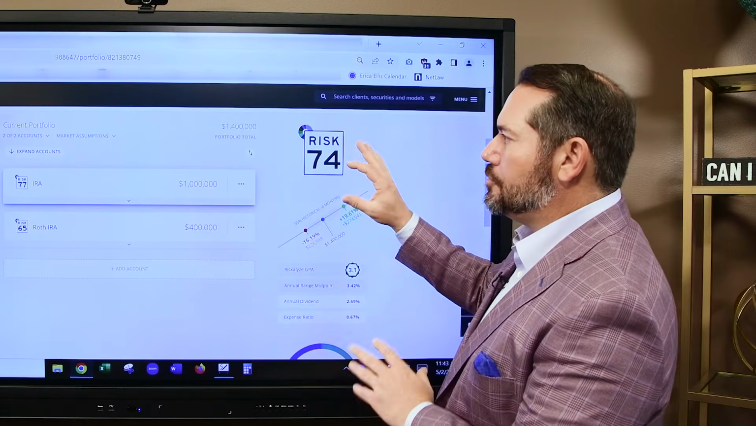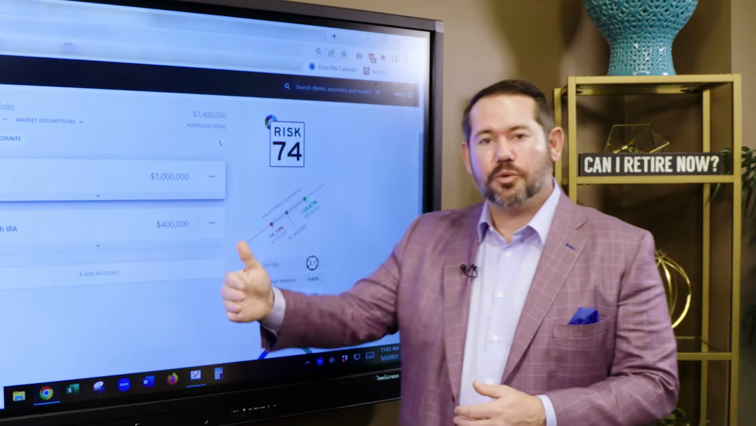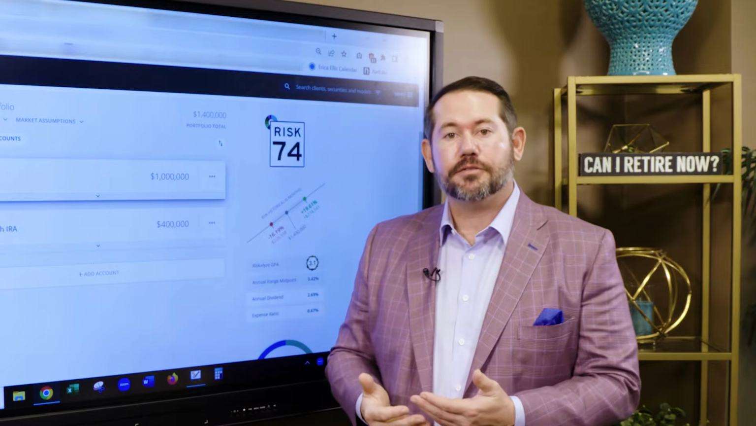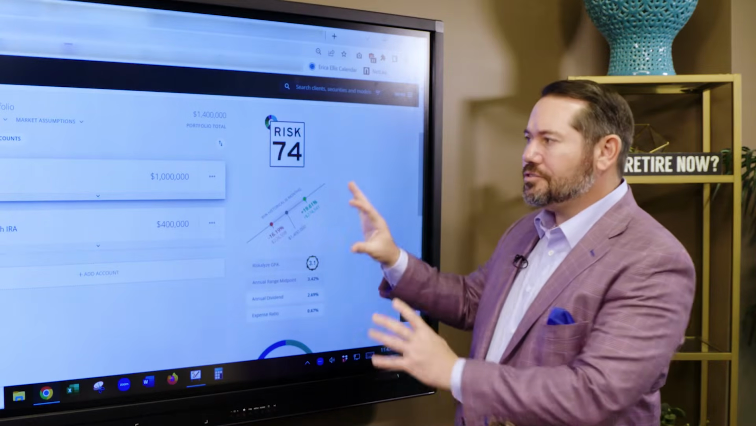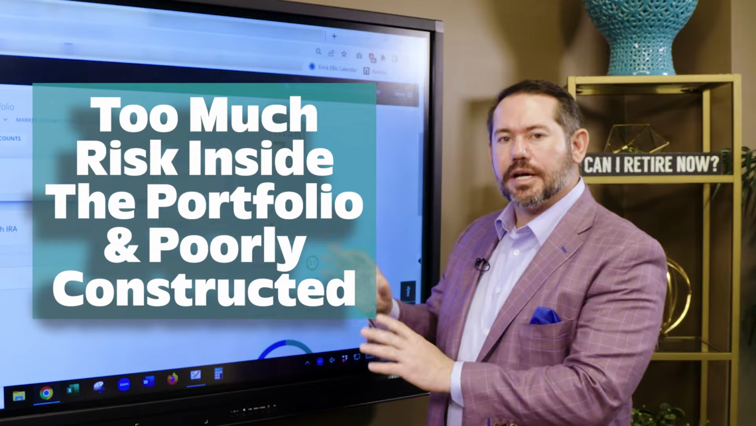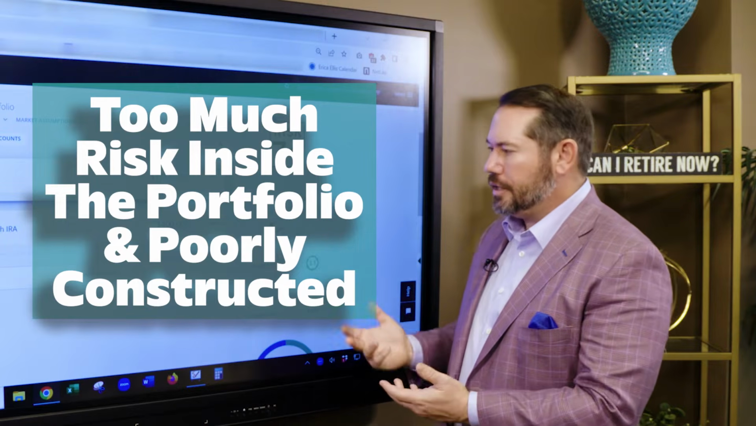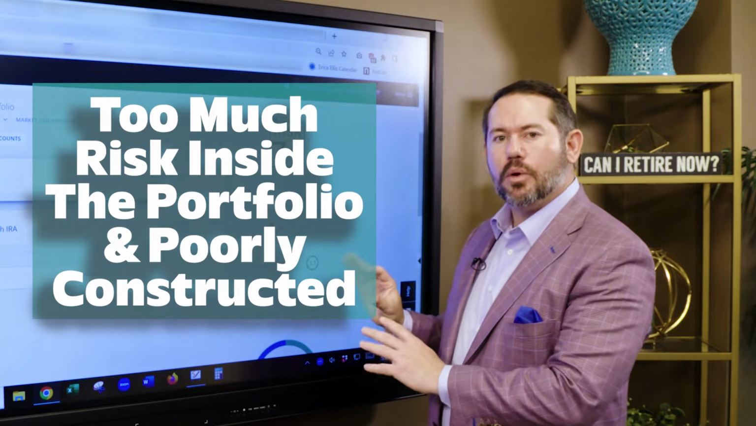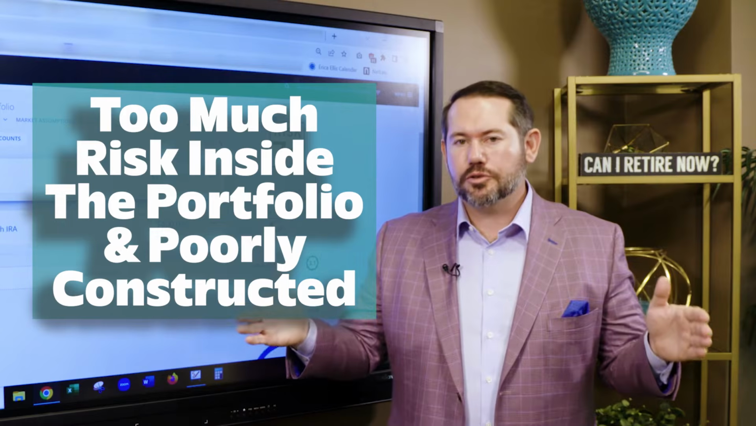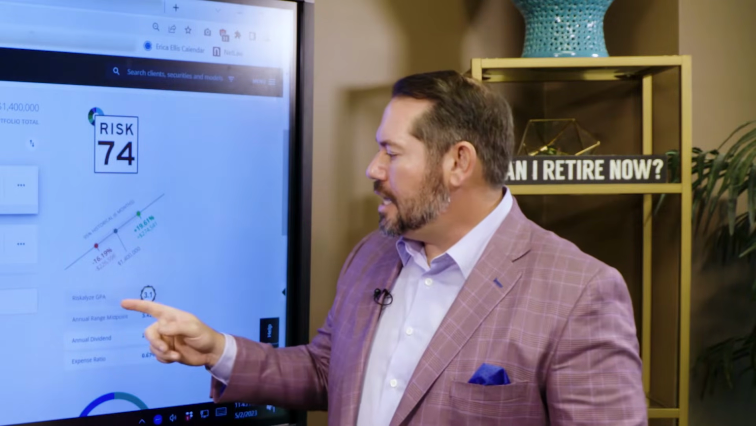So for this level of risk, based on the questionnaire that we asked earlier, and they come in around a 50 risk score, this is not only too much risk inside the portfolio, but it's really poorly constructed from an analytical standpoint, and the guardrails are far too wide. We're not being compensated for the risk that we're taking, and that's what this GPA right here is telling us.